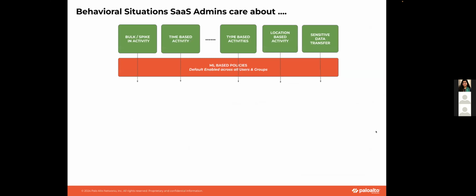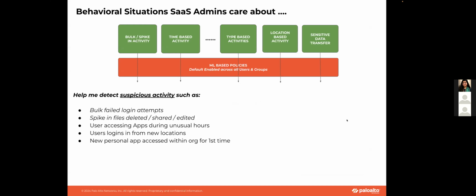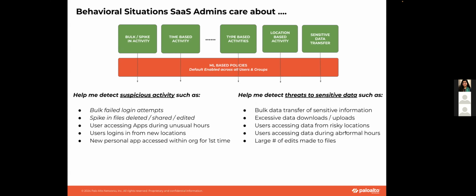Okay. So let's talk about what we are doing as part of behavior threats and how we are trying to solve this problem. When we spoke with customers, their CASB admins and SOC analysts, we understood that these are the important behavioral situations regarding their users that SaaS admins really care about. They range from bulk and spike activity, time-based activity, type-based activity, location, and sensitive data transfer. So what exactly are these? These are some examples tied to these different behavioral situations.